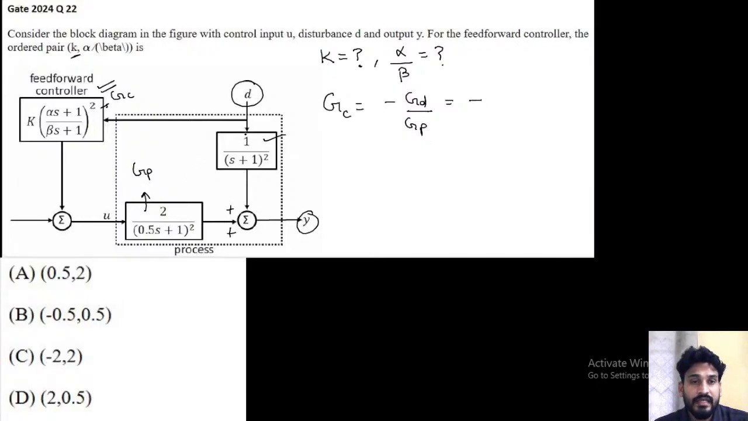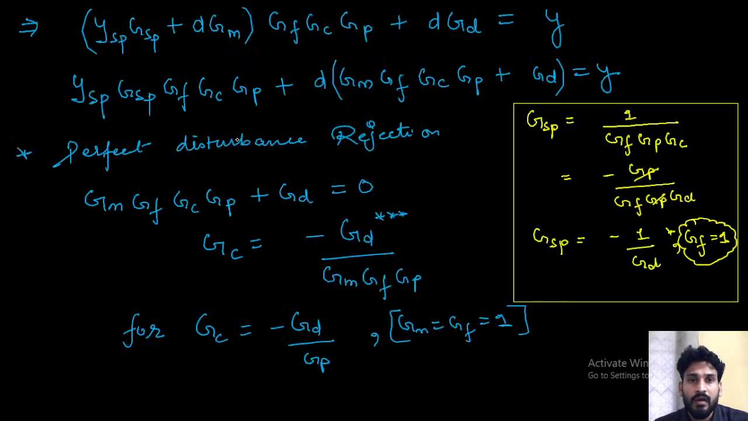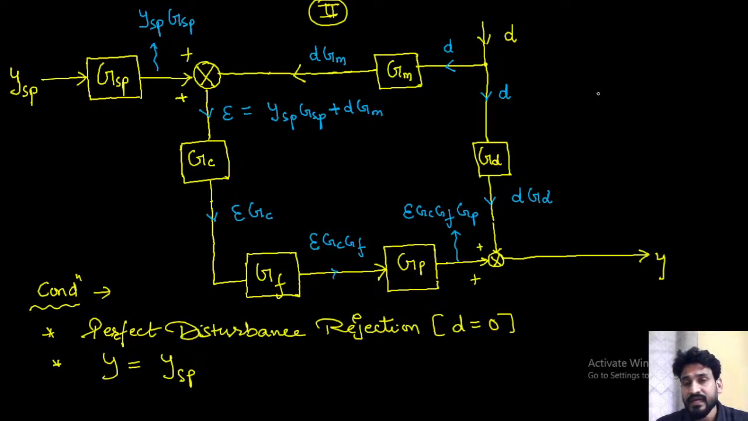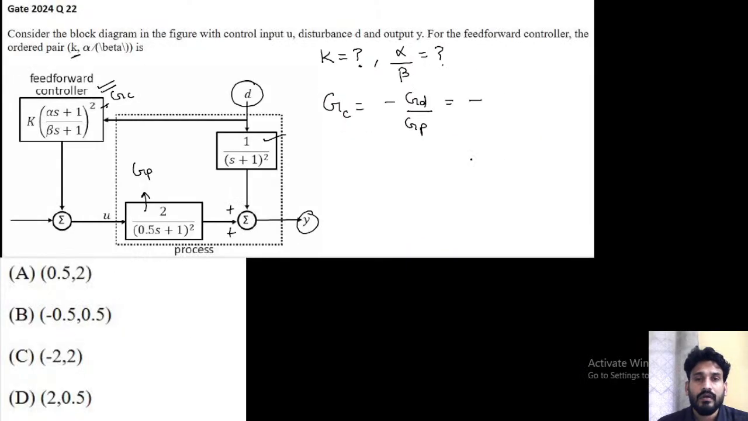In this question, nothing is given to you about what this transfer function is. You should know about this diagram. This diagram is also important, guys. You can clearly see that this is my GD. Is it clear to you? So GD is 1 divided by S plus 1 whole square, and divided by GP. So this is my GP. GP is equal to 2 divided by 0.5 S plus 1 whole square.